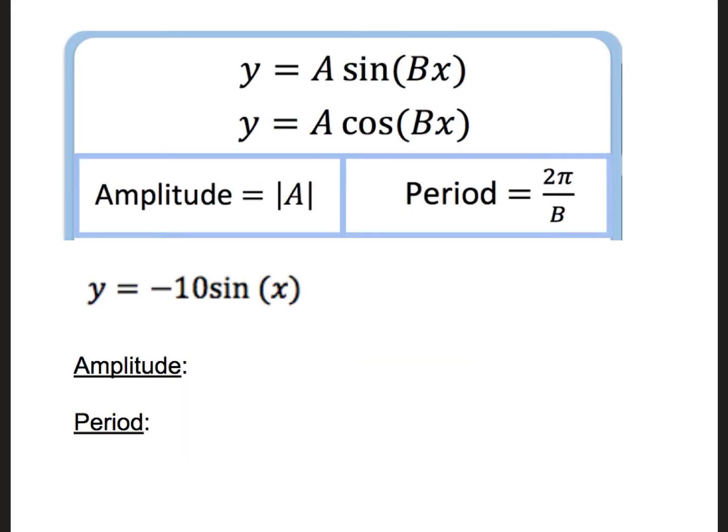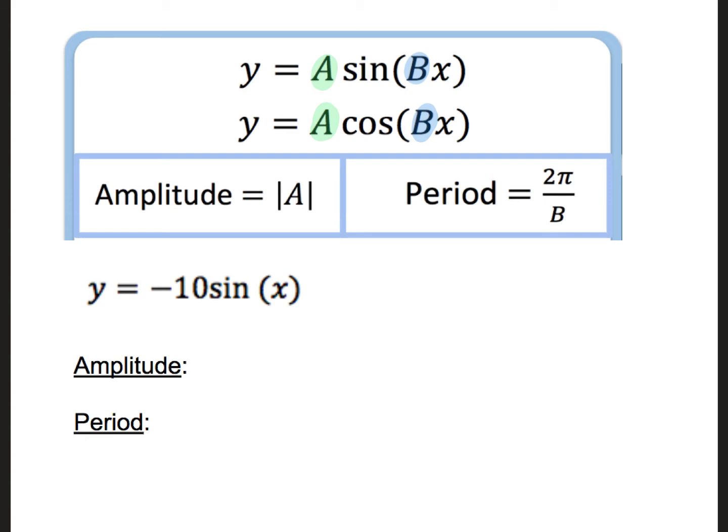Alright, so the first thing we notice is we have our two equations, and their general form is y equals a sine of bx and y equals a cosine of bx. Really the most important thing here is that your a value is in front of sine or cosine and your b value is in front of x. So really it's just going to be identifying those.